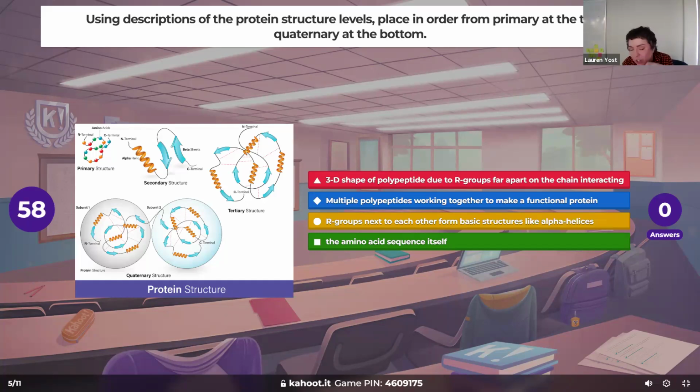So it is kind of in the picture, okay? Not all of it is, but some of it is. But you need to be able to read your choices and put them in order from top to bottom. Primary is at the top, quaternary at the bottom.